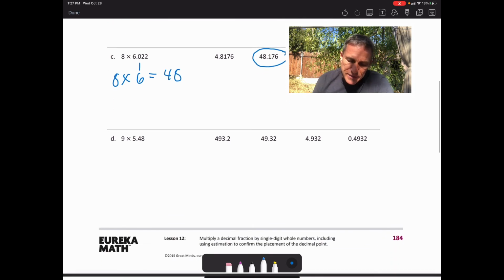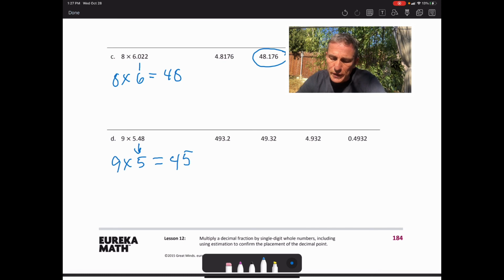And let's take a look at D. We have 9 times 5 and 48 hundredths. 5 and 48 hundredths is close to 5. So 9 times 5 is 45. So I'm looking for an answer that's closest to 45.